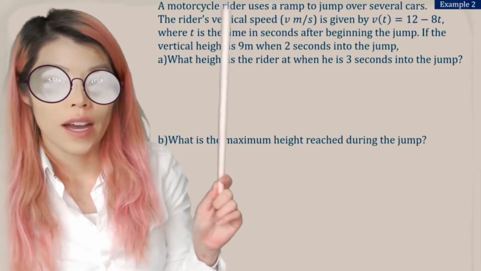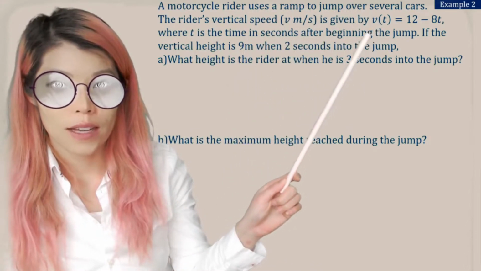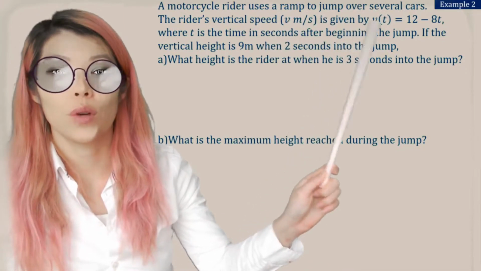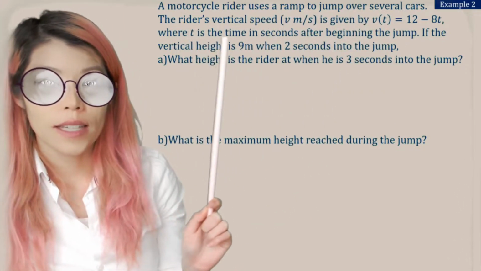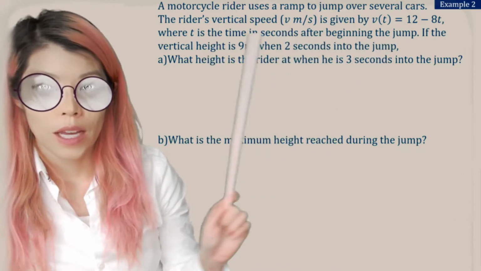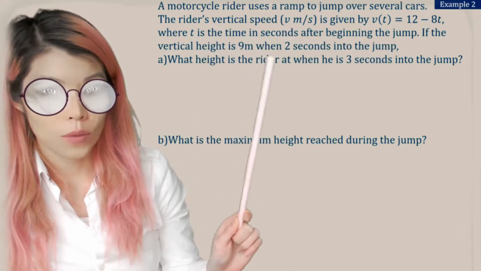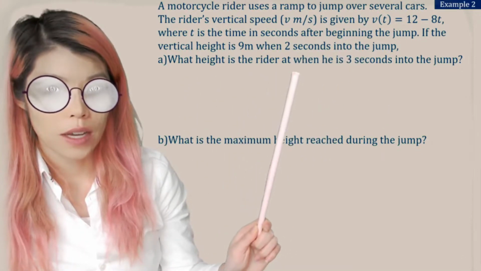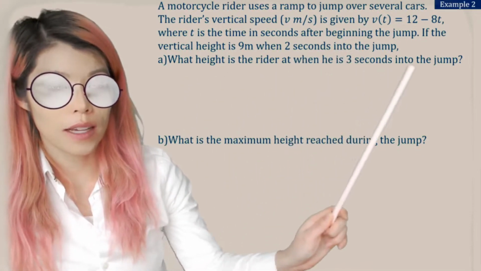A motorcycle rider uses a ramp to jump over several cars. The rider's vertical speed is given by v(t) equals 12 minus 8t, where t is the time in seconds after beginning the jump. If the vertical height is 9 meters when he's 2 seconds into the jump, what height is the rider at when he is 3 seconds into the jump?